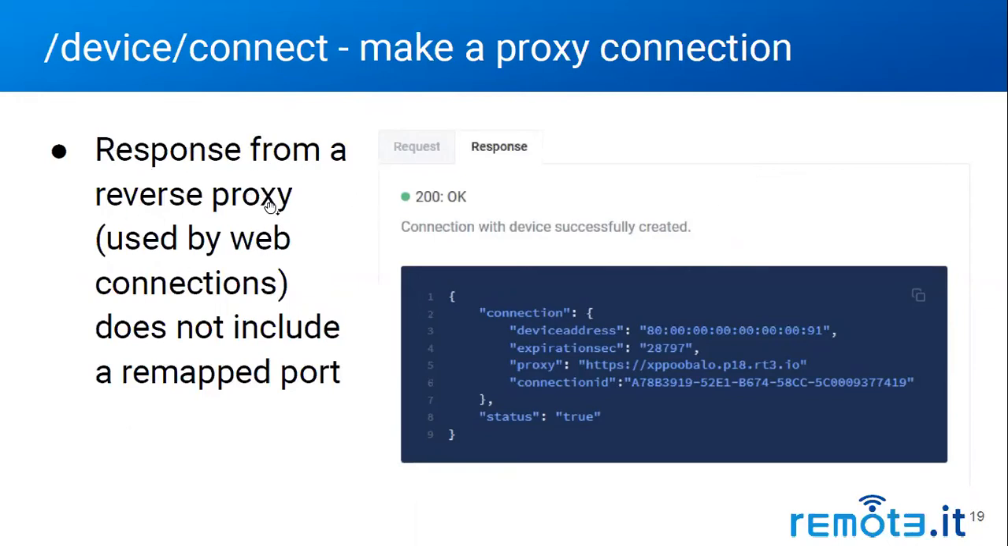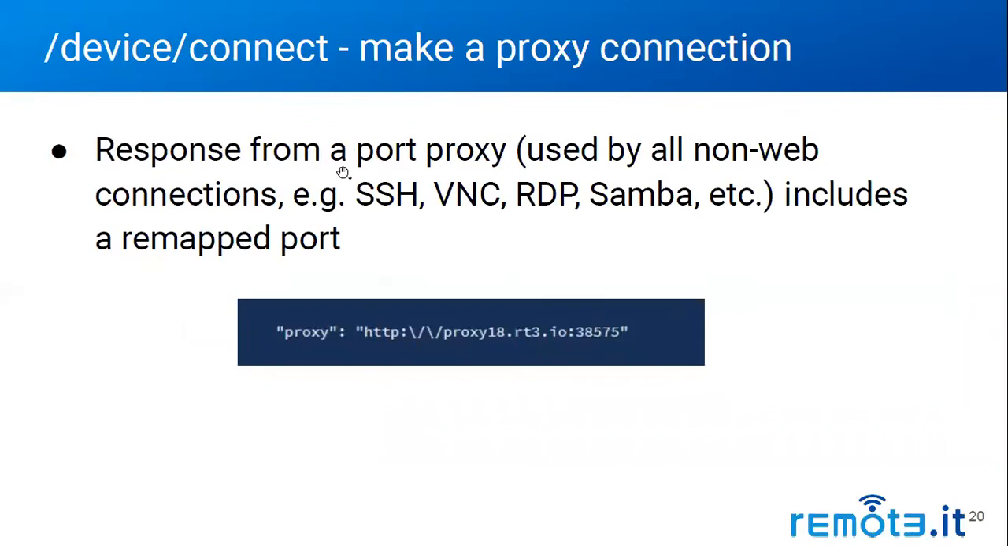One thing you'll notice about reverse proxies is that they only have a host URL and there is no port, because reverse proxies for web servers do not do port remapping. Whereas the response from a port proxy, which is used by all non-web connections such as SSH, VNC, RDP, etc., includes a remap port. So here the proxy includes a proxy server in your geographic region, and also a randomized port, which is between 30,000 and 40,000.